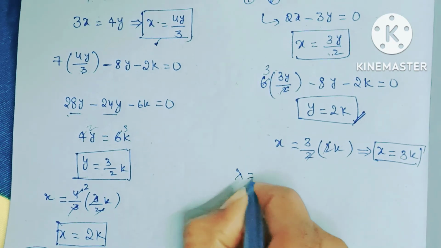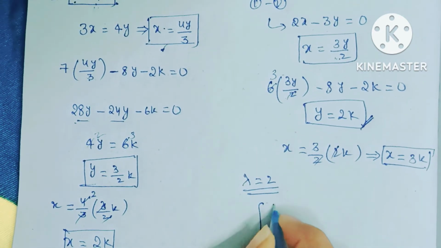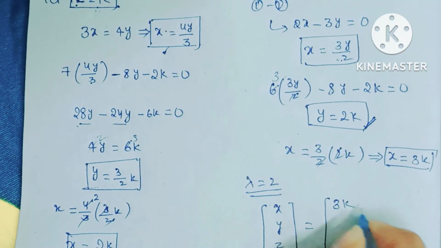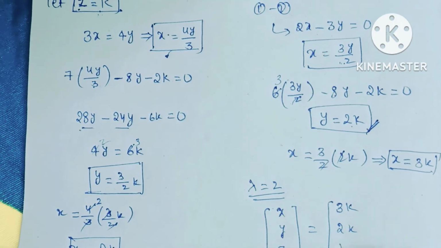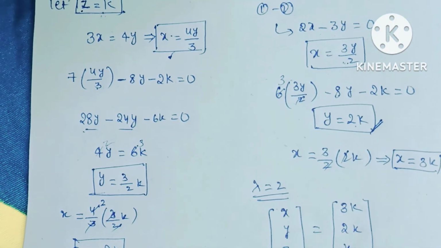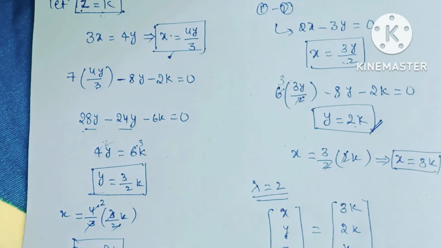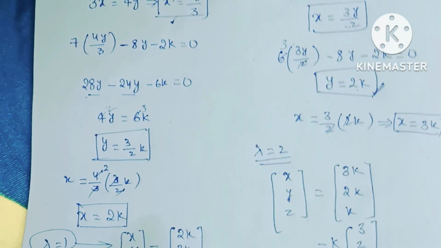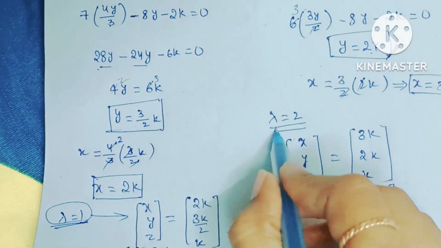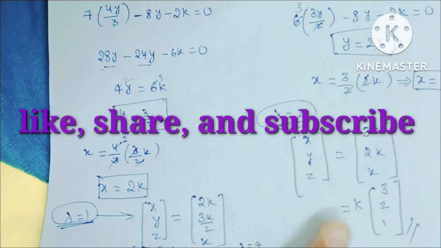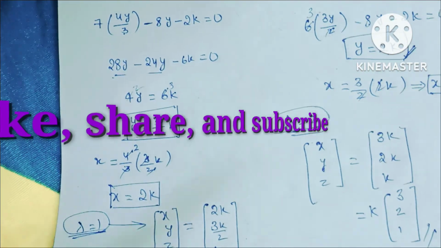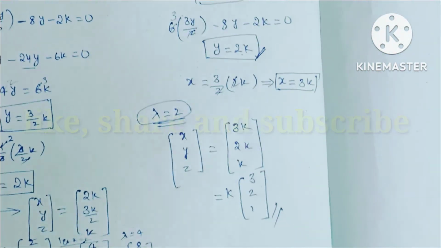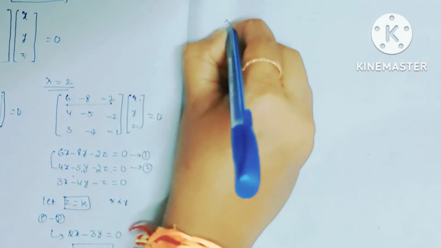So for lambda equal to 2, the eigenvector x, y, z is: x is 3k, y is 2k, and z is k. So we can take k as common and write 3, 2, 1. This is the eigenvector for the given eigenvalue, and k may be rational, irrational, any value. In this way we can find the eigenvector. Now we will see for lambda equal to 3.